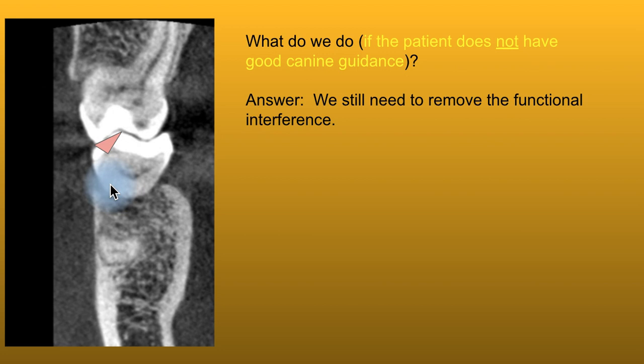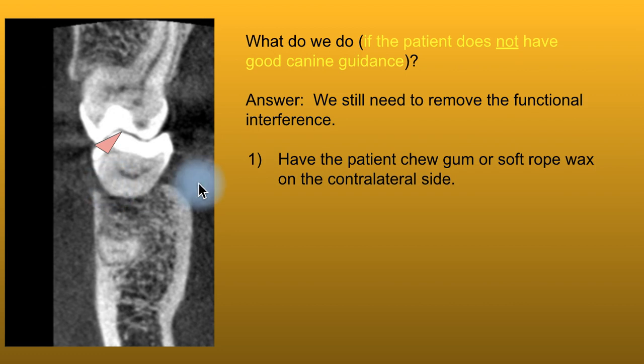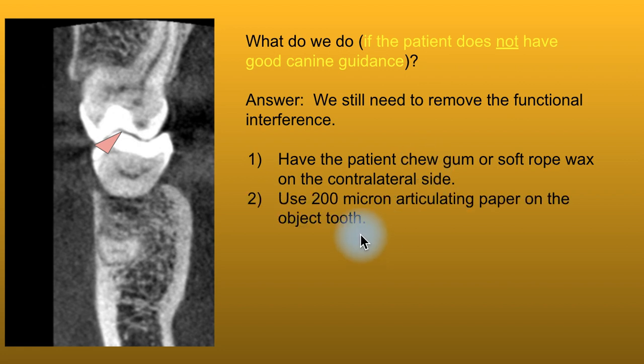But when we talk about this masticatory test, what we're going to use is chewing gum or soft rope wax on the contralateral side. You can do this in the anterior also. So you're going to have the patient chew out back. What that's going to do, it's going to bring in neurology, muscle movements, breathing, in other words, function, into our occlusal analysis so that we can answer the question, is there an interference or not?